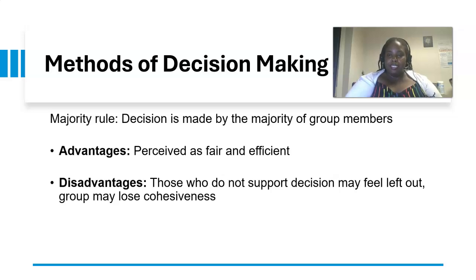But the disadvantages in the group communication sense: those who do not support the decision may feel left out and it may lose cohesiveness. So if you make a decision by vote and there are people on the opposing side, bring them in and convince them and show them that this decision is the right one, is the best course of action, or open it up to be like, okay, well, if this doesn't work, we'll try your way, but we'll try this way first.